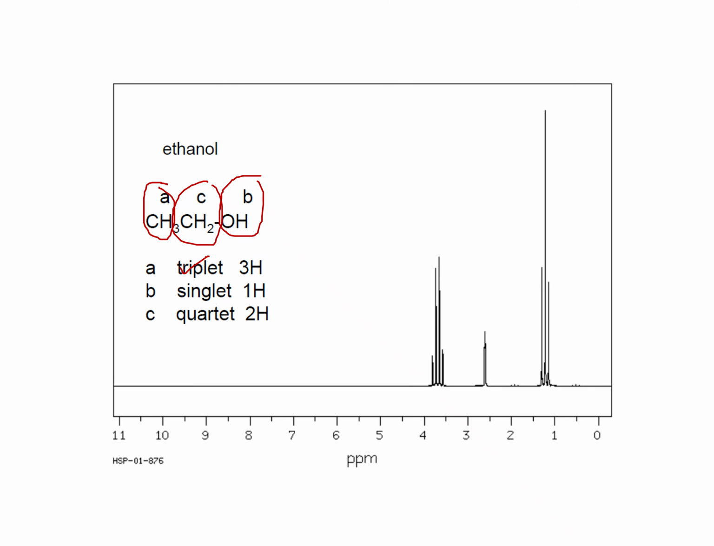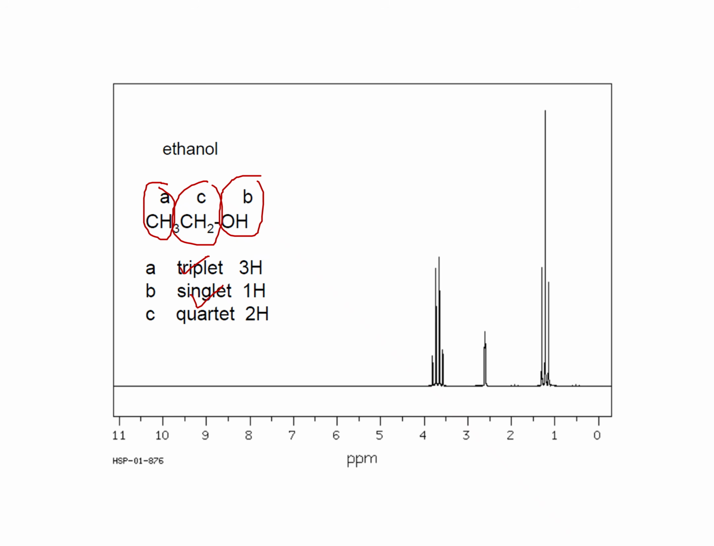atom, because look at this structure. Its nearby atom would be oxygen. So for B, it would be singlet. So why singlet? Actually no splitting would occur because it is attaching with no carbon, it is only attaching with the hydrogen oxygen. So for B it would be singlet.